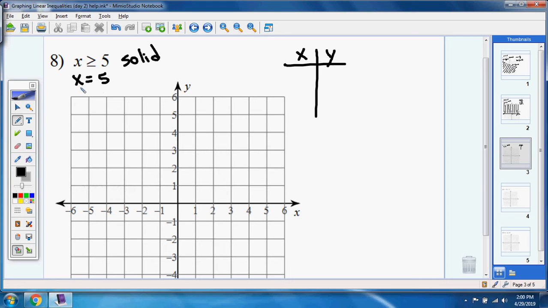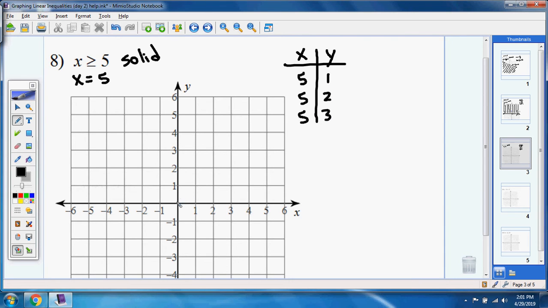It tells me all my x's are 5. X has to be 5. Well, if x has to be 5, I make it so. X's are 5. So if I know the x's are 5, what does my y have to be? Yeah, anything I want. So I'm going to say 1, 2, 3. That's the easiest for me.